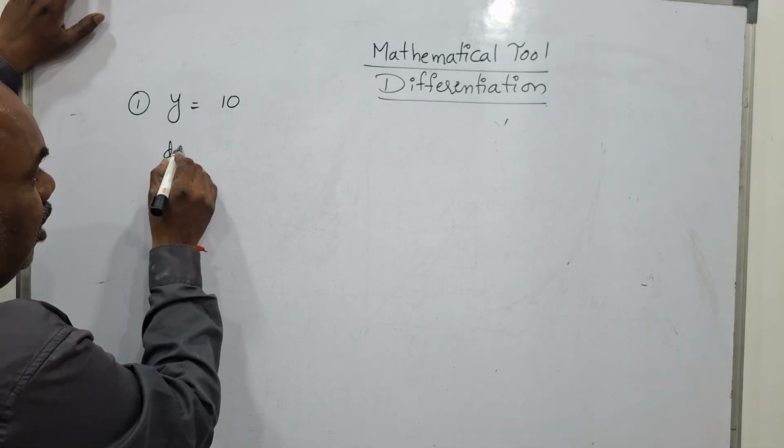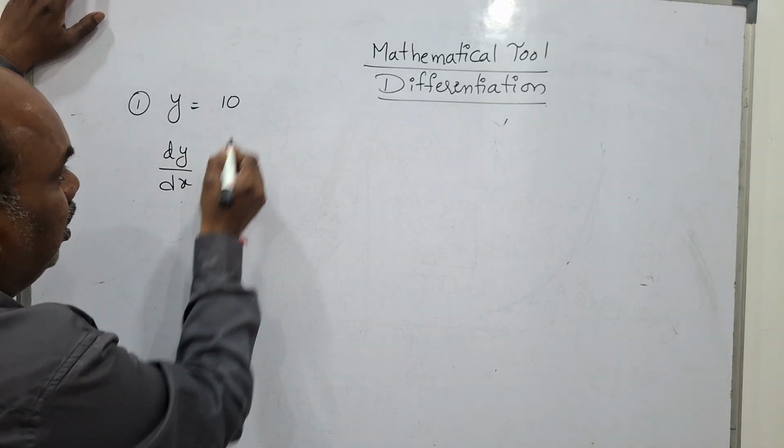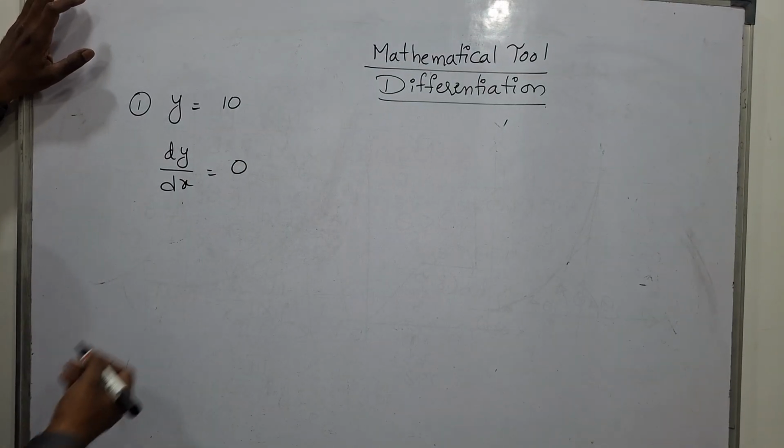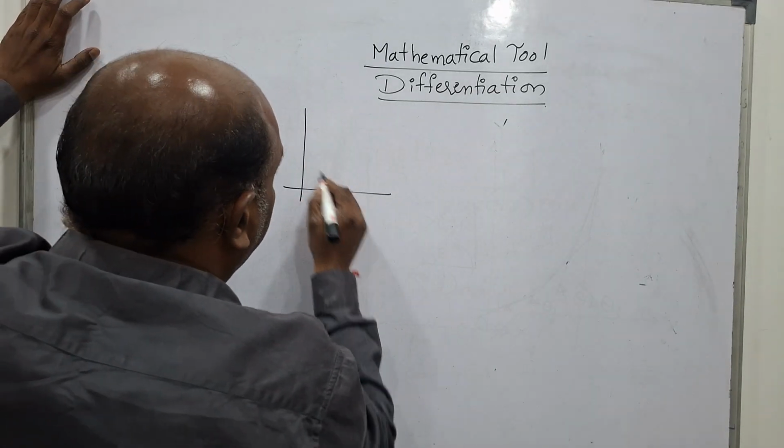So what should we write for the differentiation? dy by dx is equal to the constant, which is 0. dy by dx is 0. That means the slope is 0. That means the graph would be like this, beta.